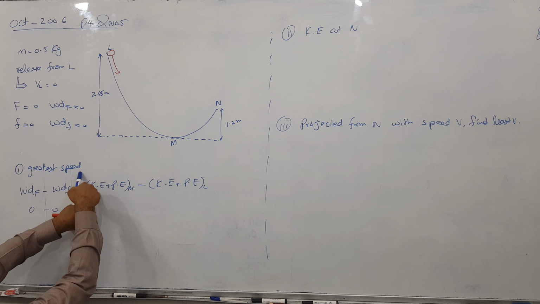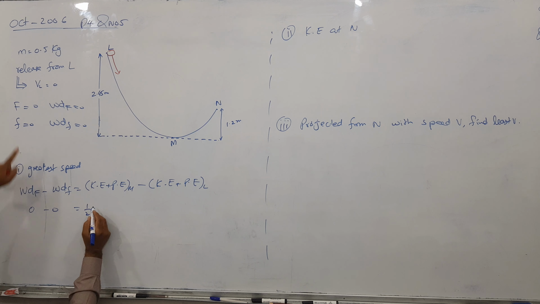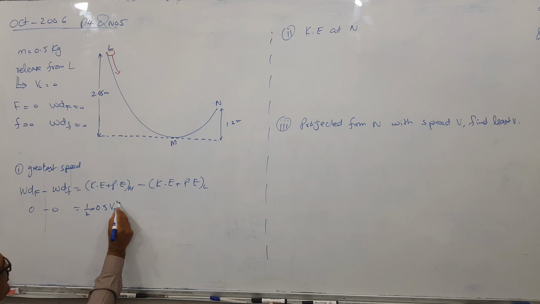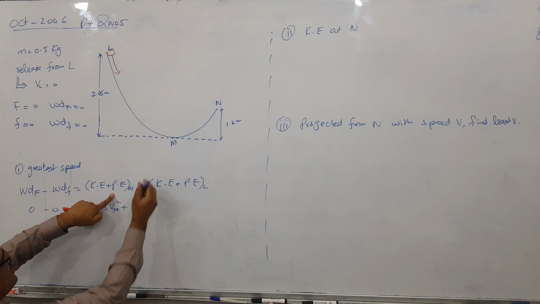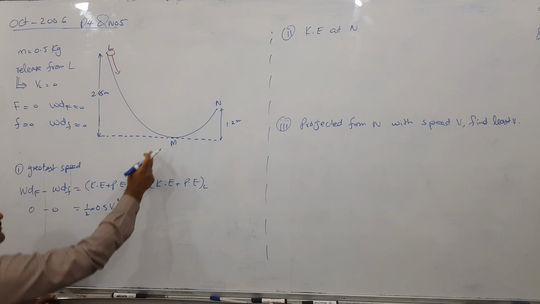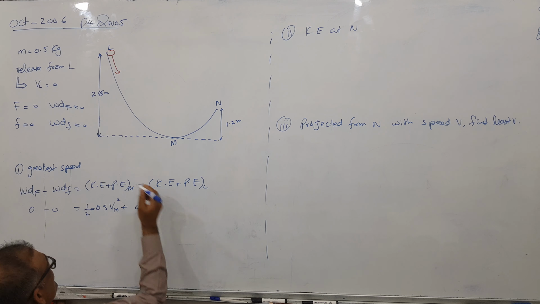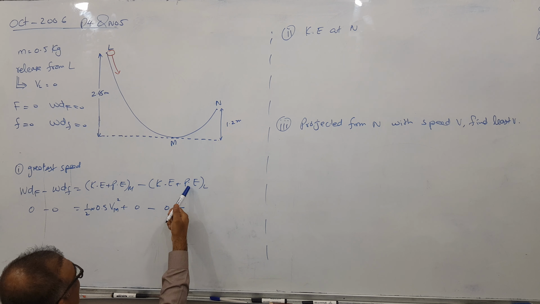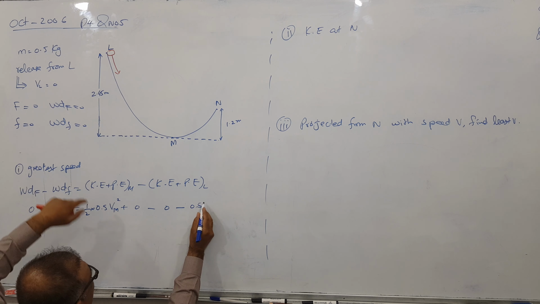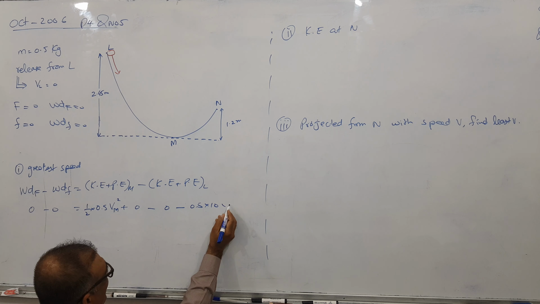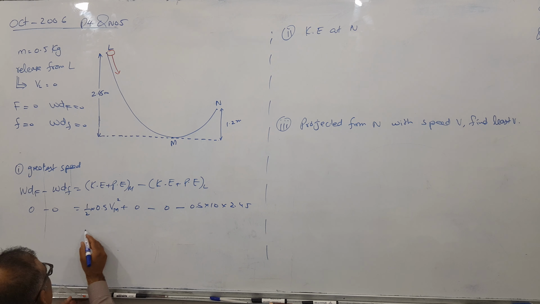What is KE at M? Half mv square. m is 0.5, so 0.5 Vm square. Done. What is the height at this level? 0. Why 0, sir? Bottom. What is the KE at L? At L speed is 0, so this is 0. Minus, plus, minus mgh. m is 0.5, g is 10, height is 2.45. So just solve it and get the answer.